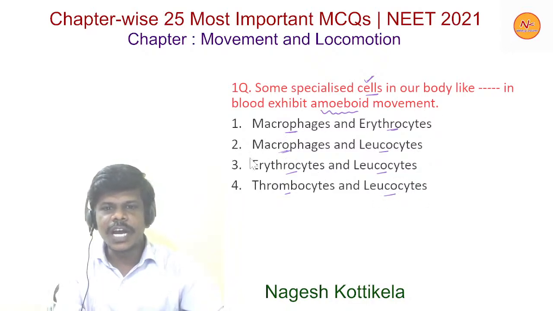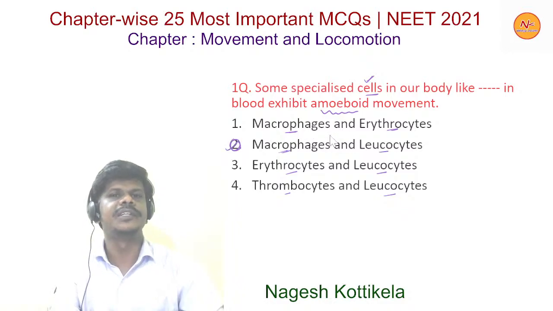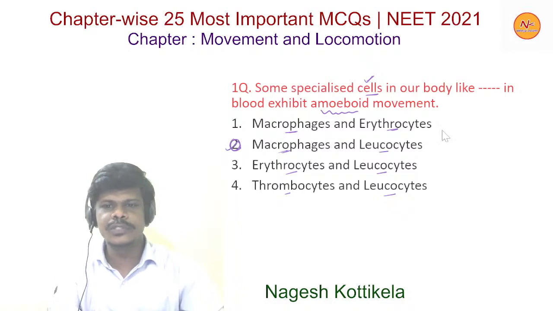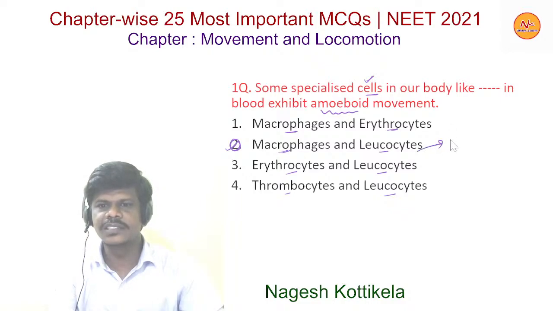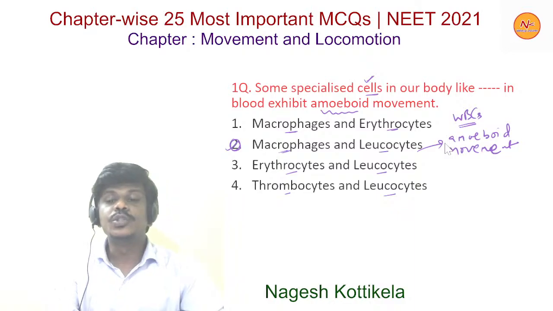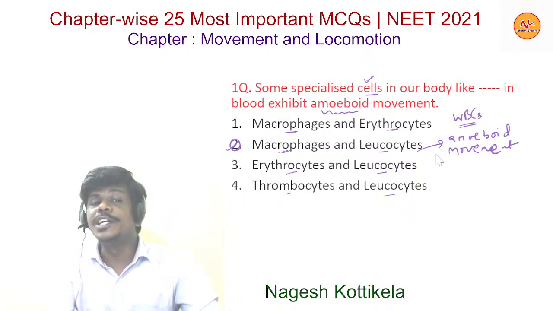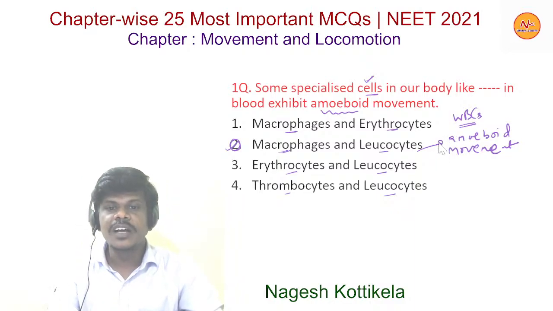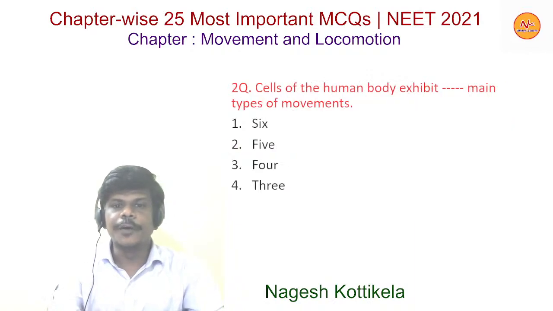Among the given options, option 2 is the correct option. Macrophages and leukocytes, these two cells show amoeboid movement. These are WBCs. They do not have a definite shape, so they show amoeboid movement. Now moving to the next question.